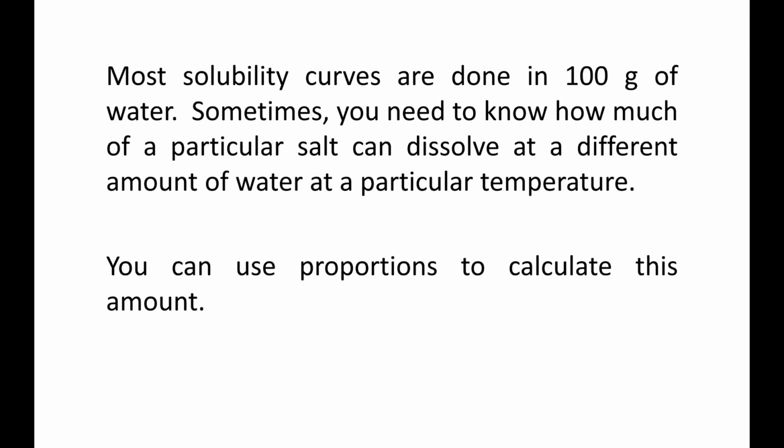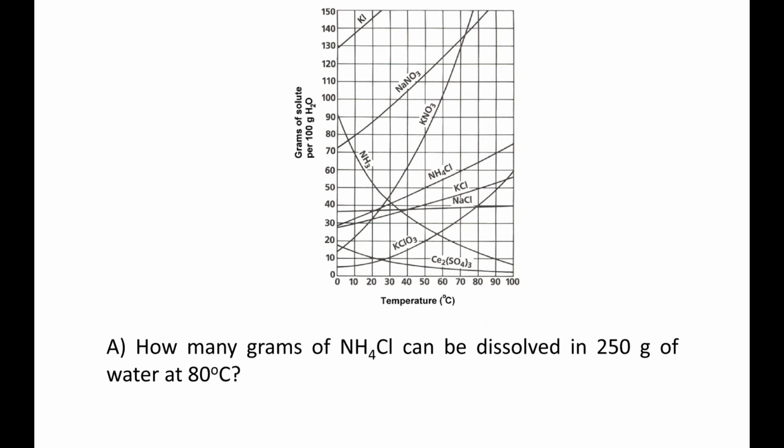Now, most solubility curves are done in 100 grams of water. Sometimes you need to know how much of a particular salt can dissolve at a different amount of water at a particular temperature. And you can use proportions to calculate this amount. Okay, how many grams of NH4Cl can be dissolved in 250 grams of water at 80 degrees Celsius? Okay, in order to do this, we have to set up a proportion.